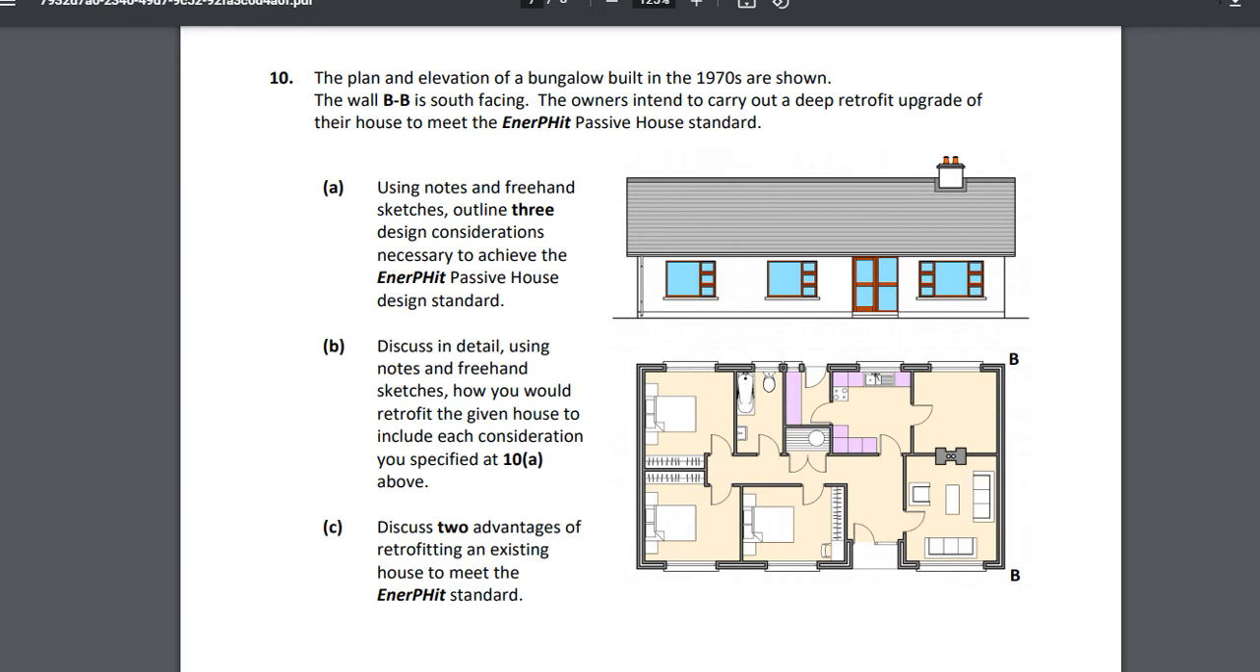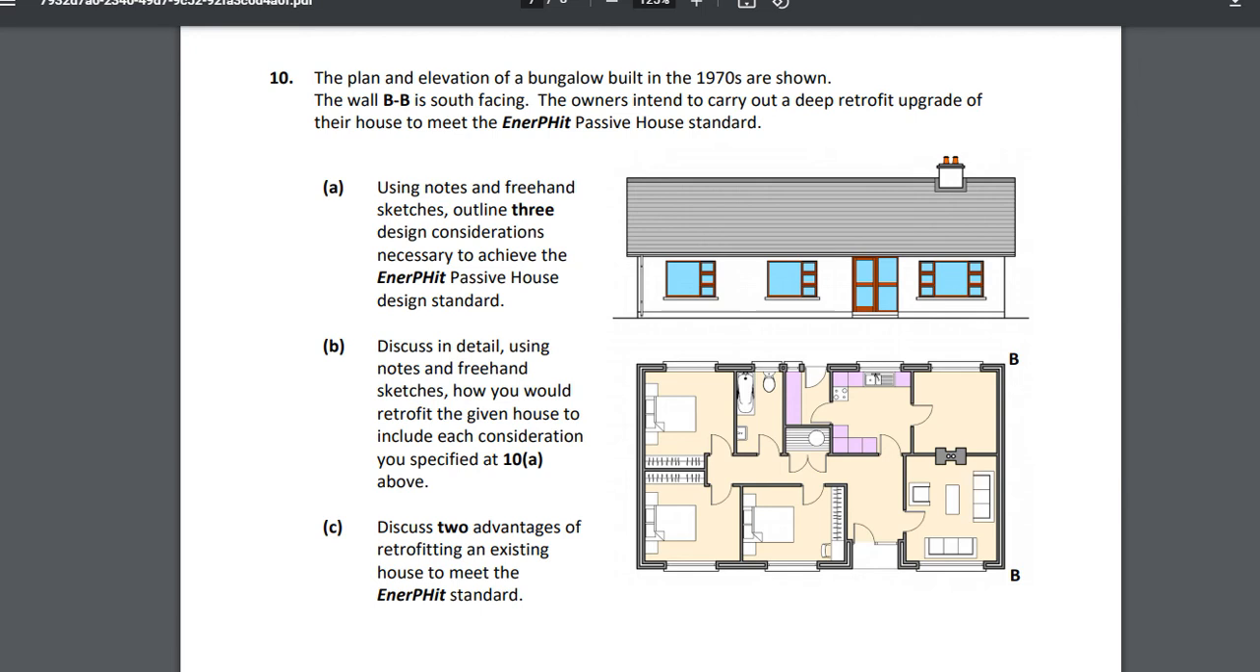But when you're talking about the design considerations on this question, you can talk about solar gain, energy demand. So in other words, you can talk about putting in bigger windows, big south-facing windows. Energy demand, in other words, you can talk about changing the heating system and upgrading it. The layout, you can change the layout of this house around, things like that.